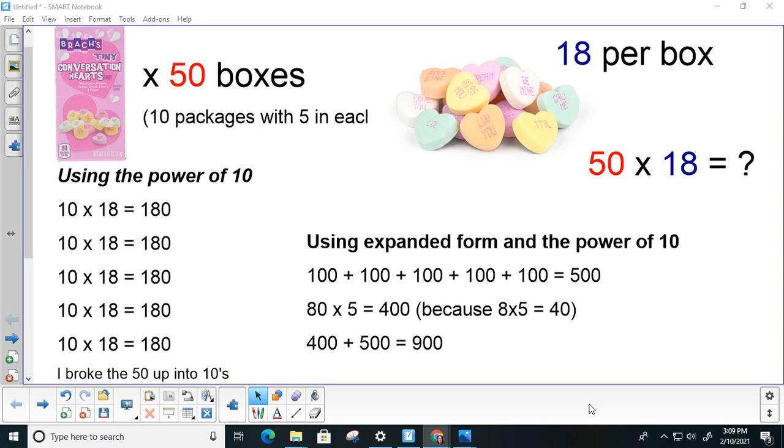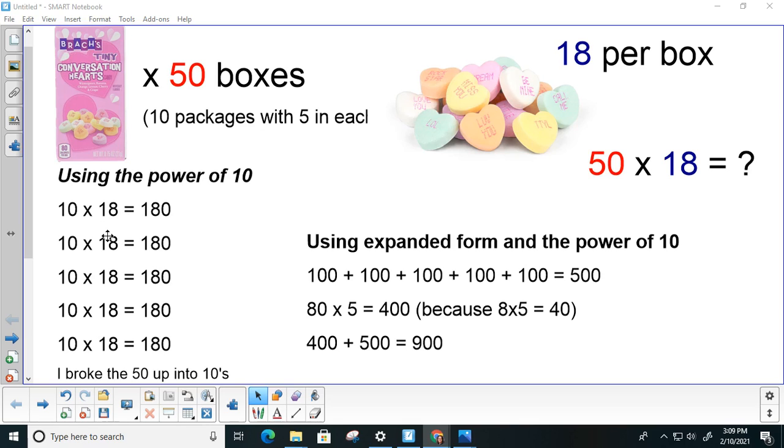So in order to find out how many total conversation hearts we had, we needed to multiply 18 50 times. Now, we could have done that with repeated addition, but the opportunity for mistakes is pretty high by doing that. So instead, one way to solve this problem would be using the power of 10 and also expanded form. So rather than dealing with the number 50, what if I broke 50 apart into 5 tens? I could do that. And then I would multiply each of those by 18.